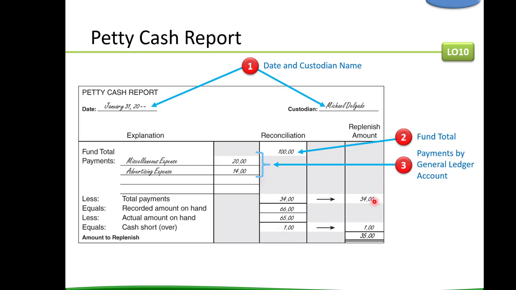And so what that means is we have to not only replace the funds that we used, the $34 we used, plus that $1 that just went missing. That means that when we replenish this account, we're going to spend $35 to replenish it.